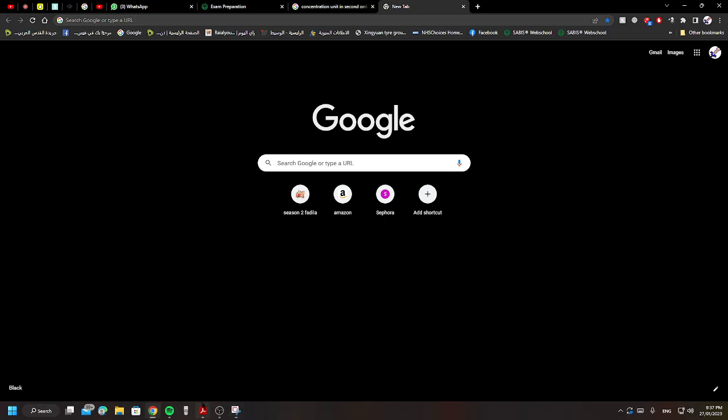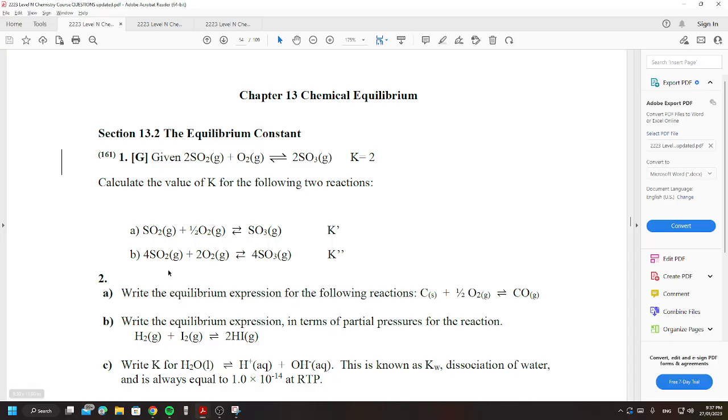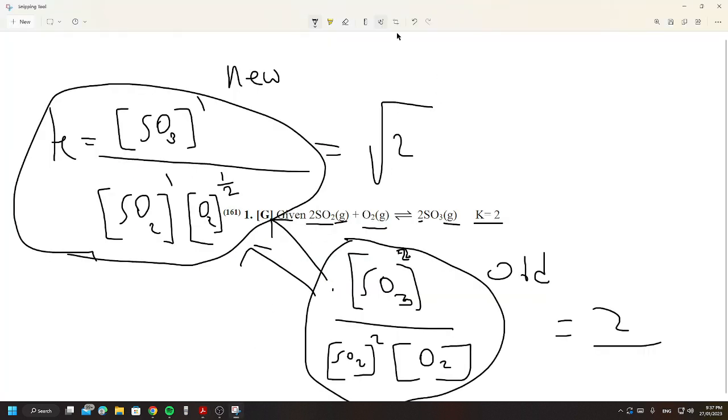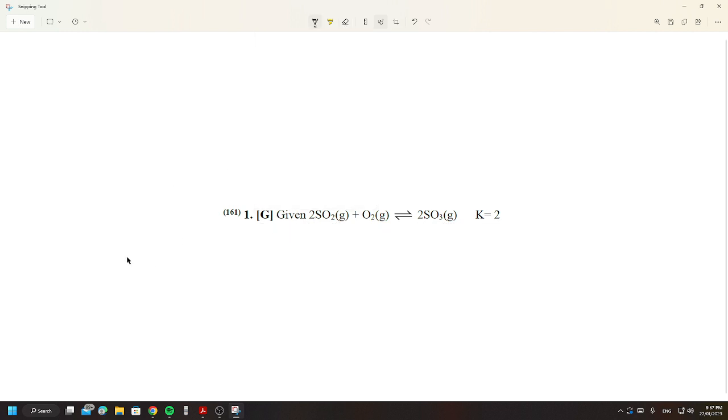Now, part B, same thing, except here, instead of halving the coefficients, we multiplied them by 2. Therefore, it's going to look like this, right? I'm just going to write it down real quick. Oh yeah, 4, right? Yeah, okay.